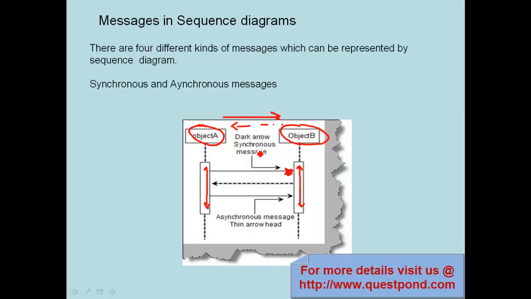In an asynchronous message, the caller just calls the object and goes off to do some other work, and he returns when the callee object tells him that it has finished the work. Object A will call object B for some work, and once he calls, he will go to do some other work. When object B finishes that request, he will come back and tell object A that he has done it. So these are asynchronous messages, and asynchronous messages are represented by a thin arrowhead. Basically, if it's a synchronous message, you show a dark arrowhead. If it's an asynchronous message, you show a thin arrowhead.